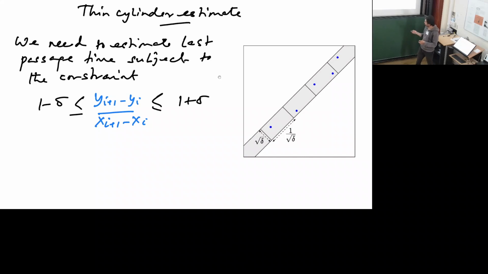Again, I don't want to dwell too much on this, but you can sort of convince yourself that you can try to divide the thing around the diagonal into rectangles of width square root delta and height 1 by root delta. So the slope is like 1 plus delta or something. So it's not super important.